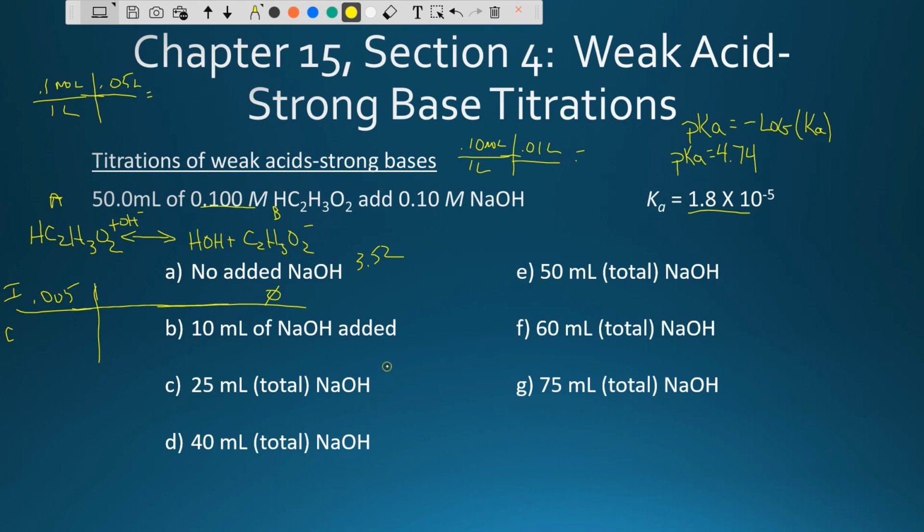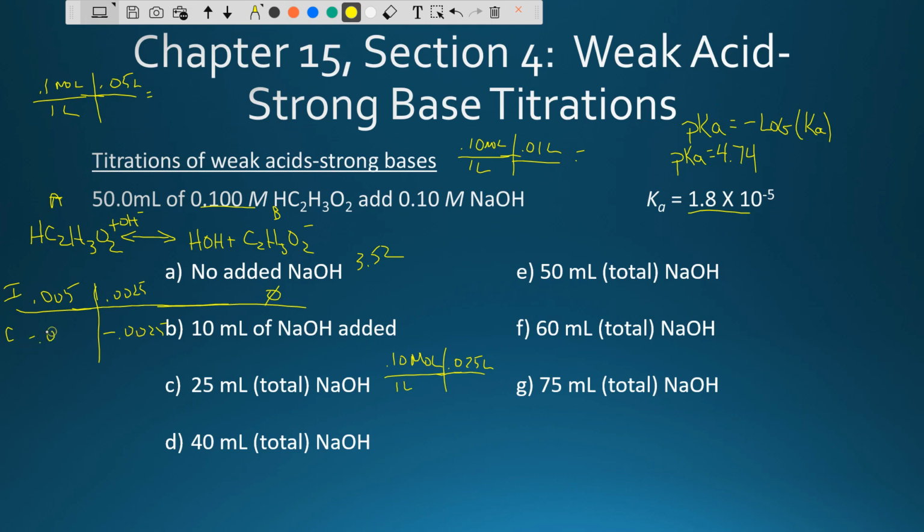hydroxide. Okay, so I had 0.1 molars. That's going to be moles per liter. And we're going to be this time adding 0.025 liters. Okay, so that's going to give me a value of 0.0025. And again, we're starting with 0 acetate. Okay, so now I'm going to be using up my hydroxide, 0.0025.